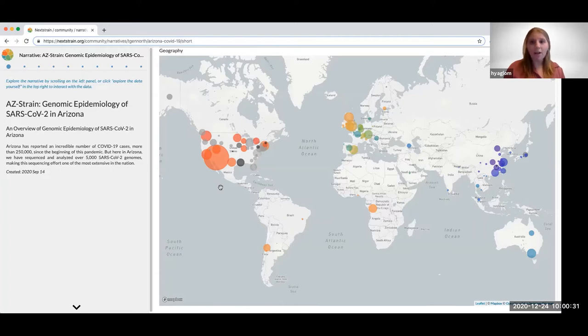Genomic information can alert public health to super spreader events, hotspots of local spread, and clusters of disease. It can also help identify introductions of new SARS-CoV-2 strains into the region and point to possible sources of infection.